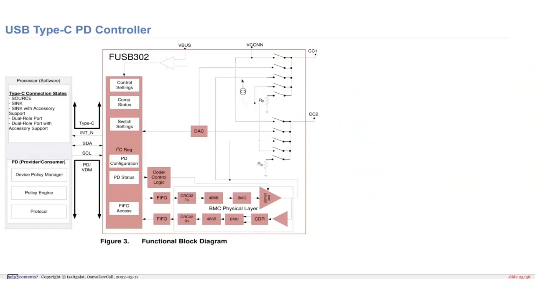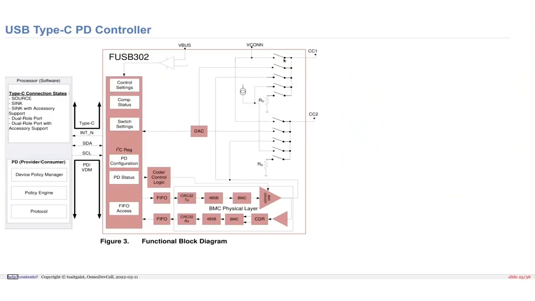You can also ask here, this switch here. This is actually a current source. This simulates the RP, so the pull-up resistor for the source. And here you can set, okay, I want to indicate that I'm a 3 amp source or 1.5 amp. So then you connect it here.